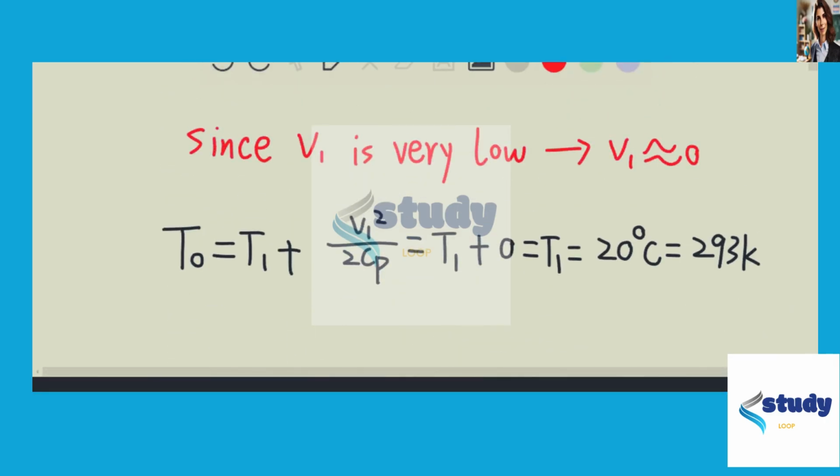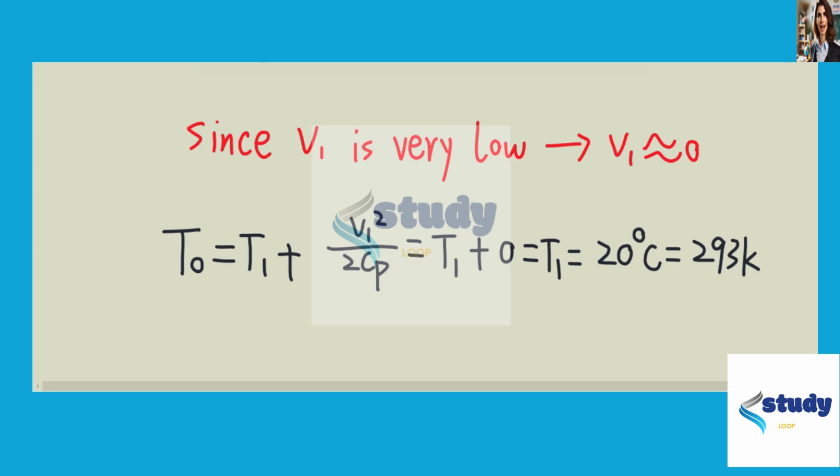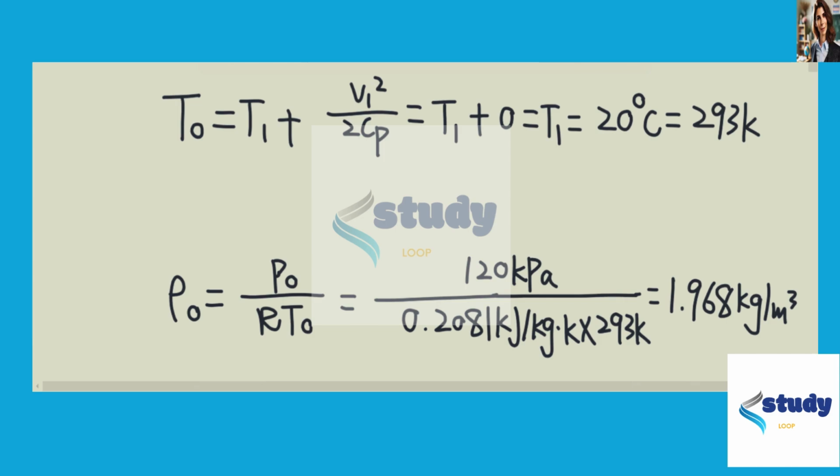Okay, so for this question, we need to determine the stagnation temperature and the stagnation density of the argon gas first. Since we know the inlet velocity is very low, that means the inlet velocity is approximately equal to 0. So therefore, T0 is equal to T1, which is equal to 293 Kelvin. And then we'll have the stagnation density of the argon gas equal to 1.968 kilogram per meter cube, since we know the gas constant for the argon gas is 0.2081 kilojoule per kilogram times Kelvin.